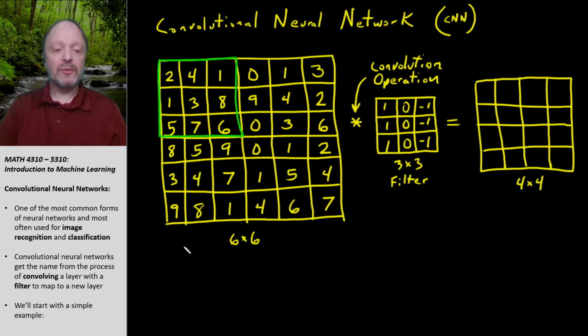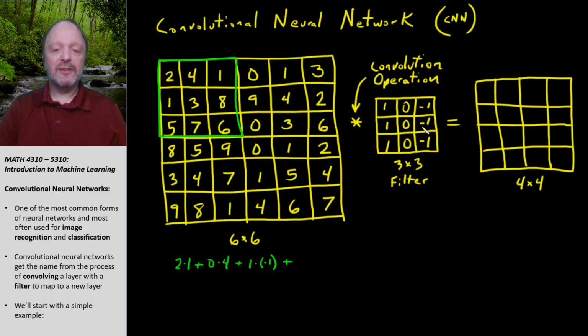So this one would be 2 times 1 plus 0 times 4 plus 1 times -1, so that's the first set. If I picked these parts of the filter right here and overlaid it where it's a 1 here, a 0 here, a -1 here, that's how we got these values.